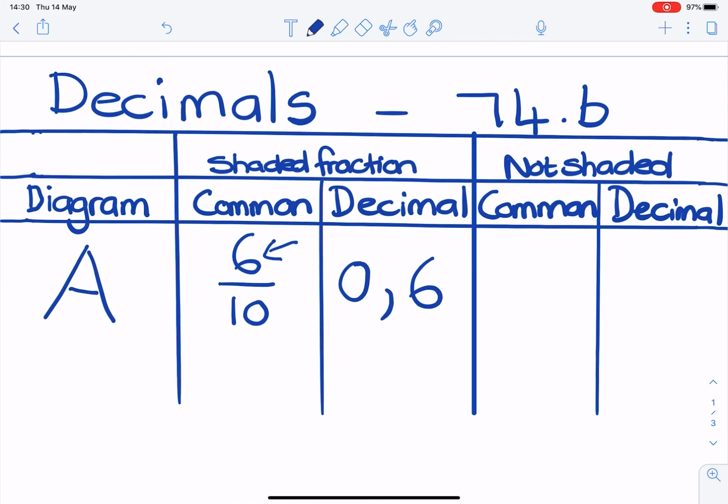Now we're going to look at the part that is not shaded in. There are 4 white pieces not shaded in. 4 out of 10. 0 whole numbers, 4 tenths will go in the tenths column. So that is how you will complete exercise 74B.